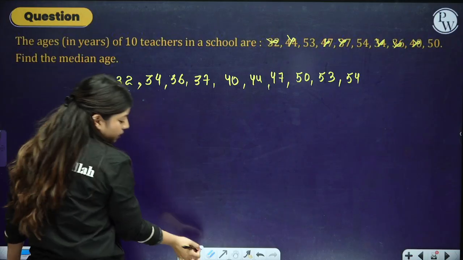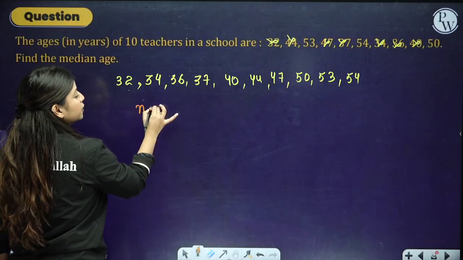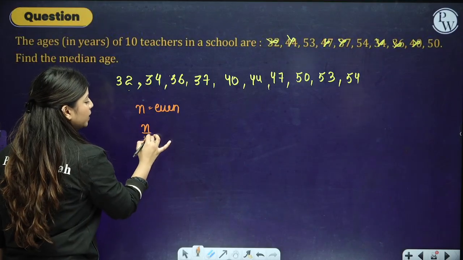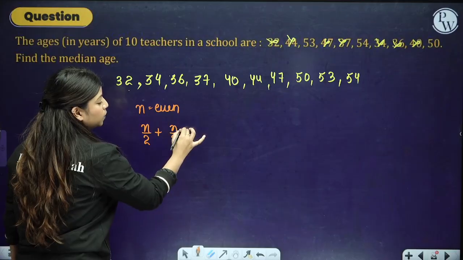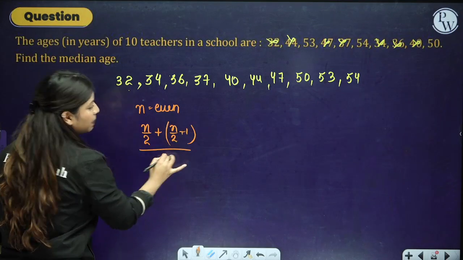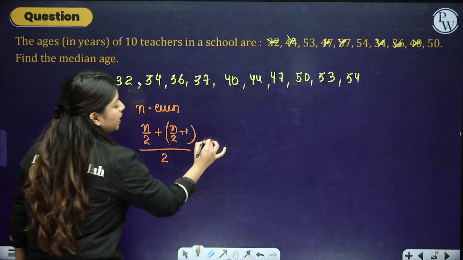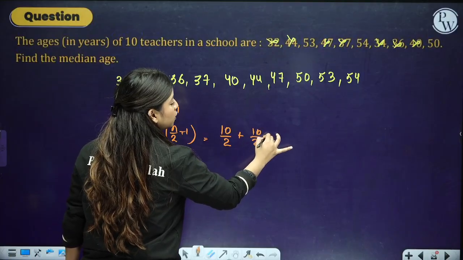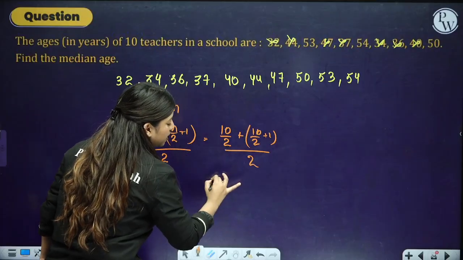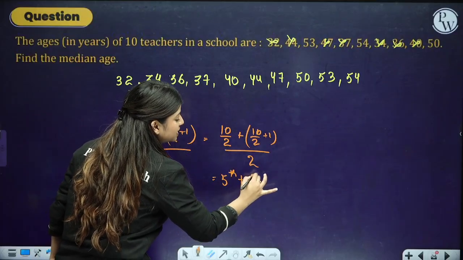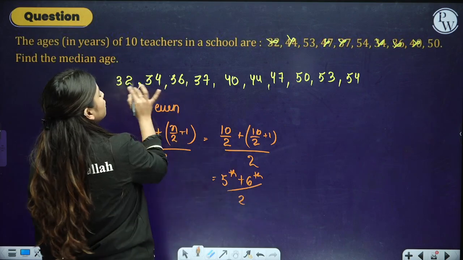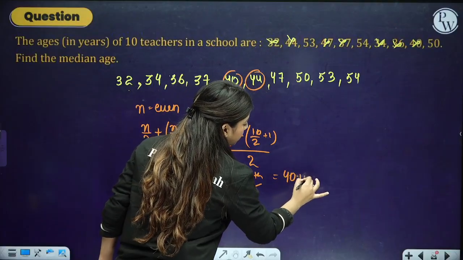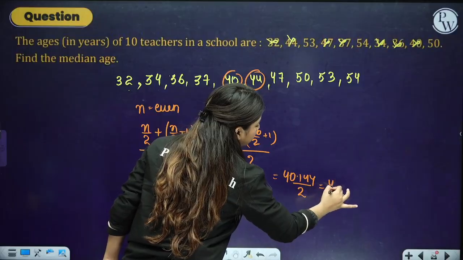When the number of terms is even, how do we calculate the median? Simply by n by 2th observation plus n by 2 plus 1th observation, divided by 2. That means 10 by 2th observation plus 10 by 2 plus 1th observation divided by 2. That means 5th observation plus 6th observation divided by 2. First, second, third, fourth, fifth. 40 plus 44 divided by 2, and that will simply give you 42 as the answer.